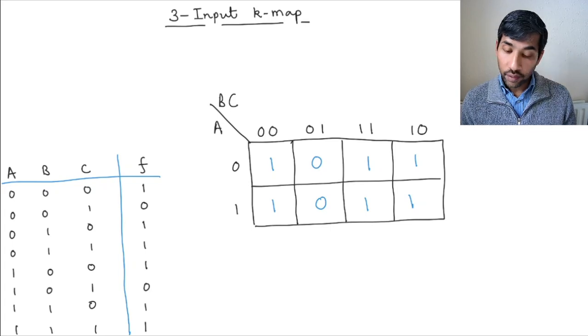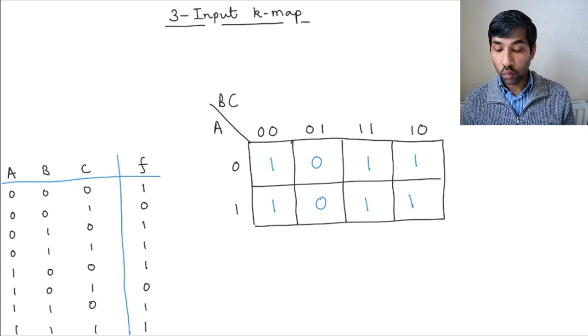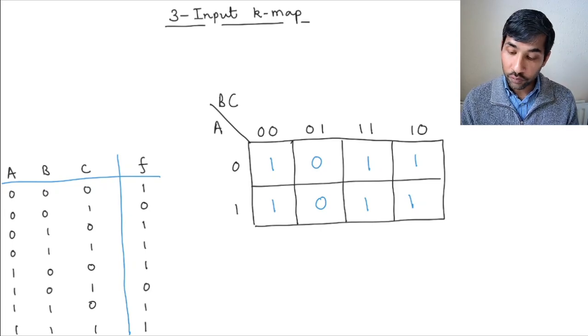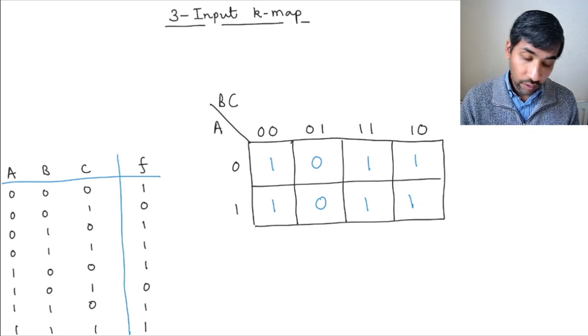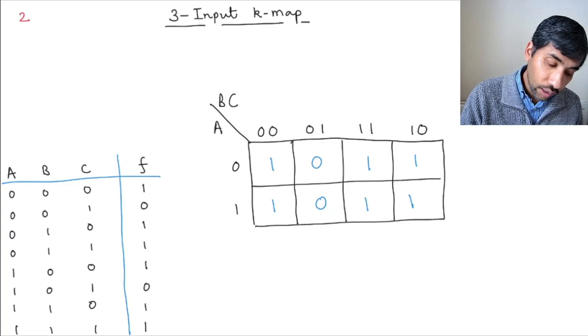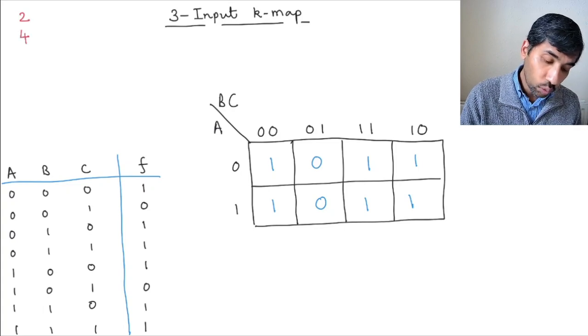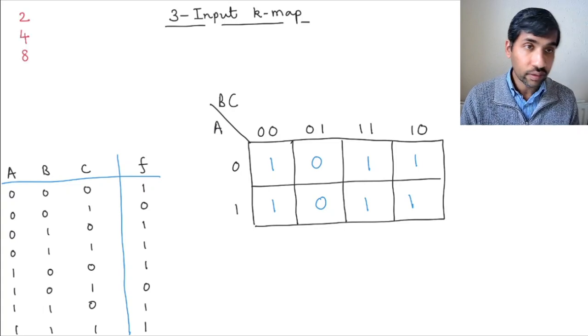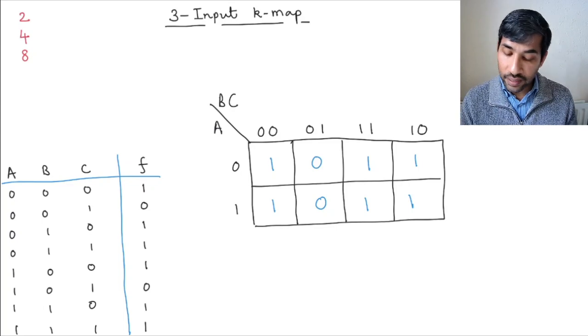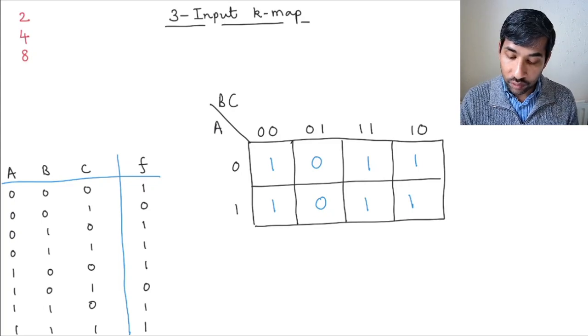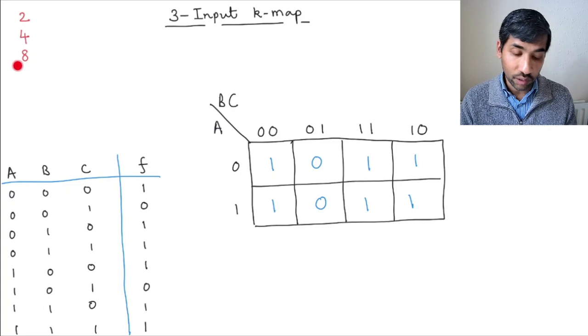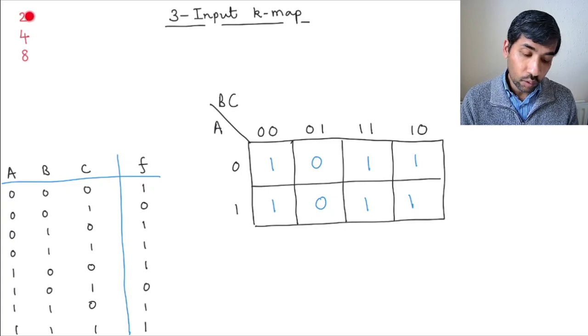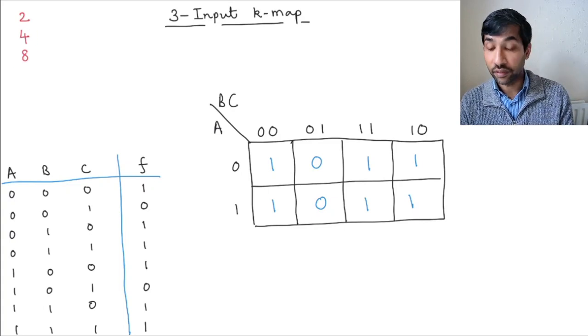Now what do we want to do? We want to make as big groups of ones as possible. Remember, what are the sizes of groups we can use? We can have a group of two, or a group of four ones, or a group of eight ones. All that is possible. Of course, eight is not possible here because these two are zeros, so we have only six ones. A group of eight is not possible, but a group of two or a group of four is possible. So let's make those groups.